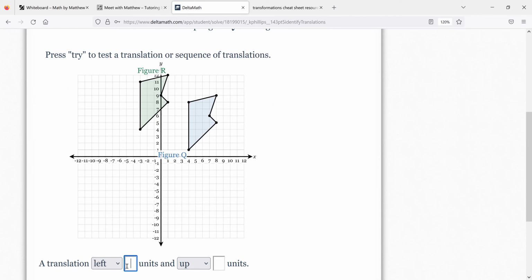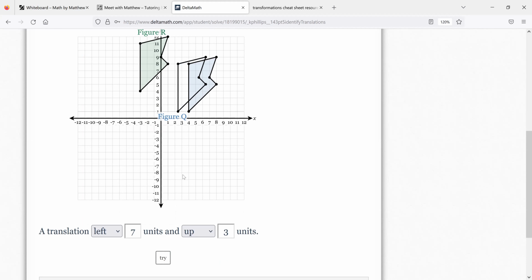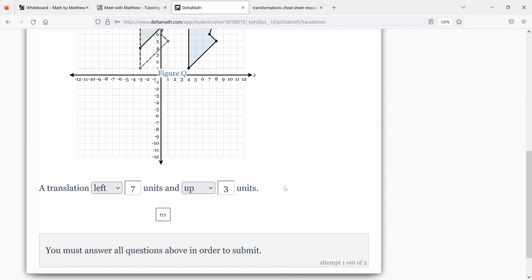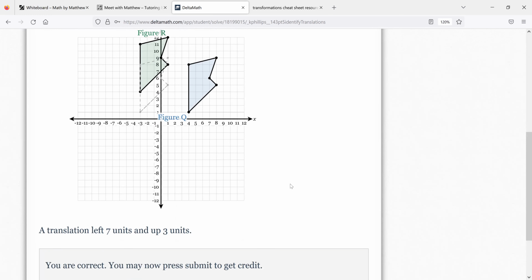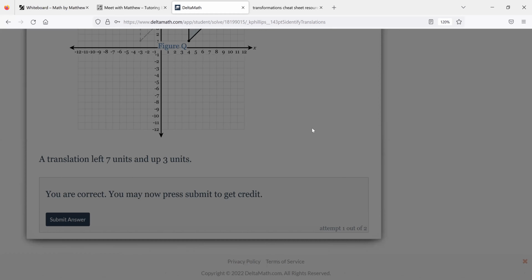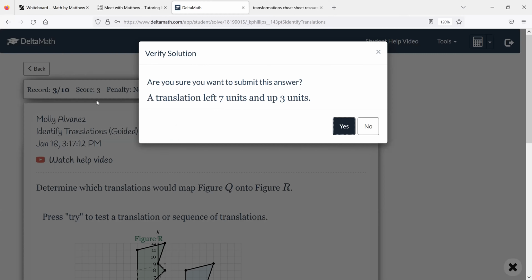Left 7, and then up 3. It looks right to me. They give you 2 attempts. So if you're going to work these on your own, just try to maximize your first attempt and make sure you get the right answer, which you have done.